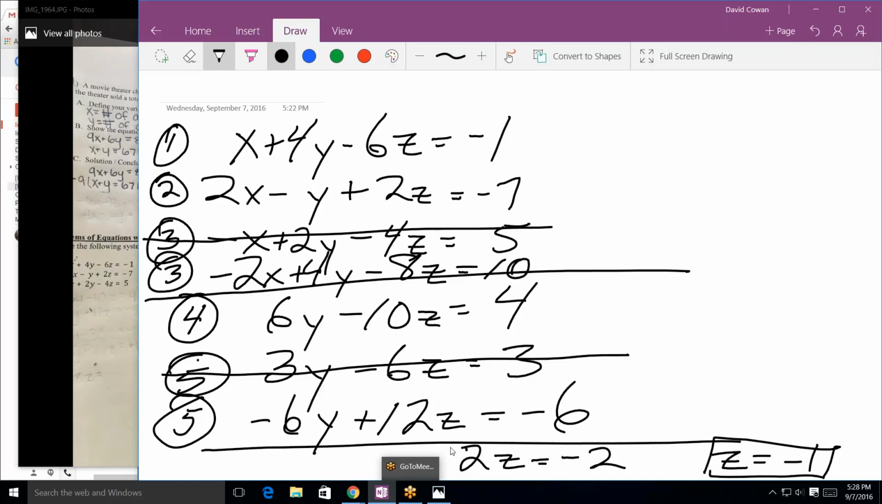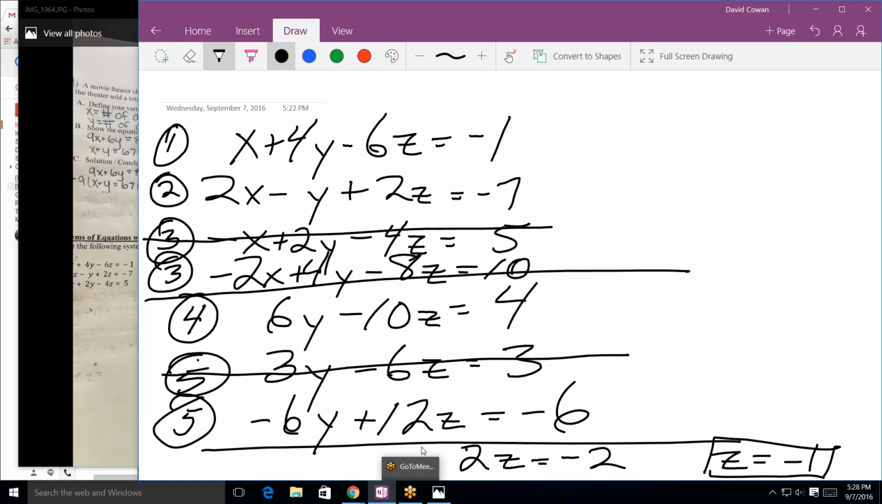Okay. And then we could use the equation minus 2x plus 4y minus 8z equals 10. Oh, hold on. We've got to go backwards in the same order. We can't go into one of these equations that has three variables. We won't be able to solve for anything. So we have to go into either 4 or 5 to solve for y. Probably 4 would be easier.